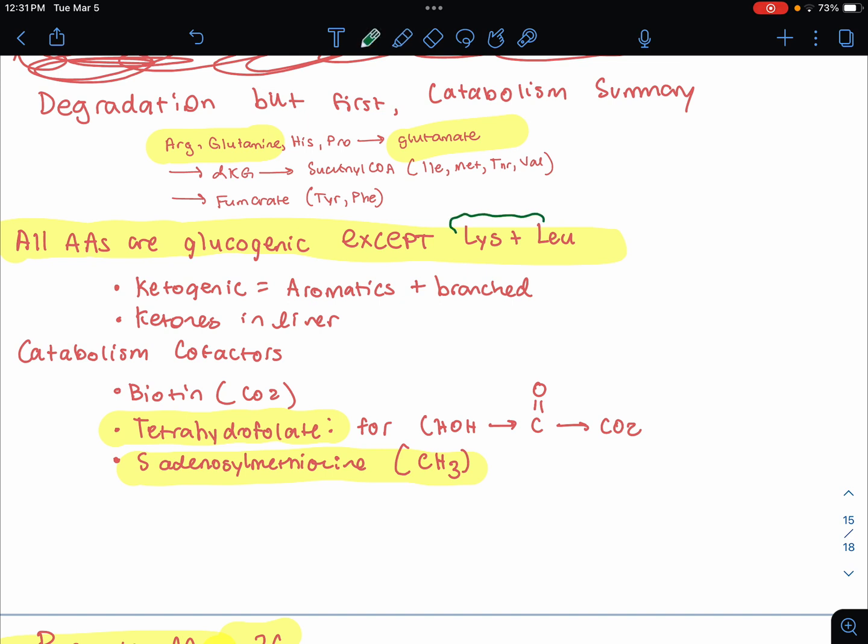So now we're talking about degradation. Lysine and leucine are the exceptions to all amino acids being glucogenic. We also have ketogenic amino acids, which are usually the aromatic ones as well as the branched ones. The ketones will be made in the liver.